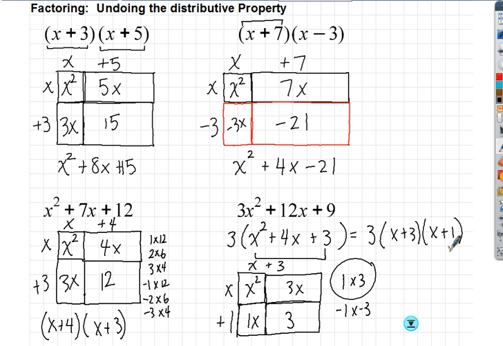That's just an introduction to factoring. And whenever you see an expression that looks like a trinomial, ask yourself, can it be factored into a binomial? Can I take this and make it look like that?